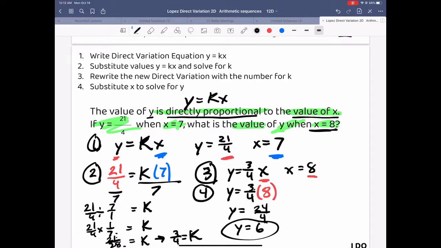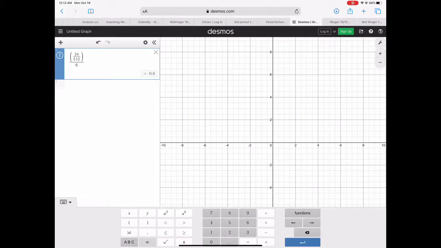And again, once you get to right here, if you don't want to multiply, you can always go to Desmos. I'm on Desmos. So I think it was 3 divided by 4. Again, put it in parentheses because it's its own fraction, times, what was it, 8? Which gave me 6, so I know I did it correctly.